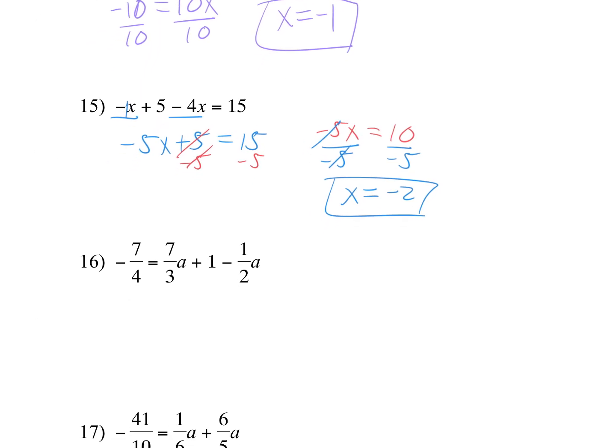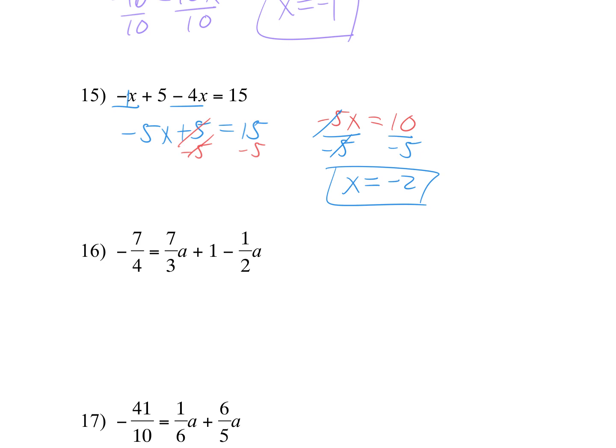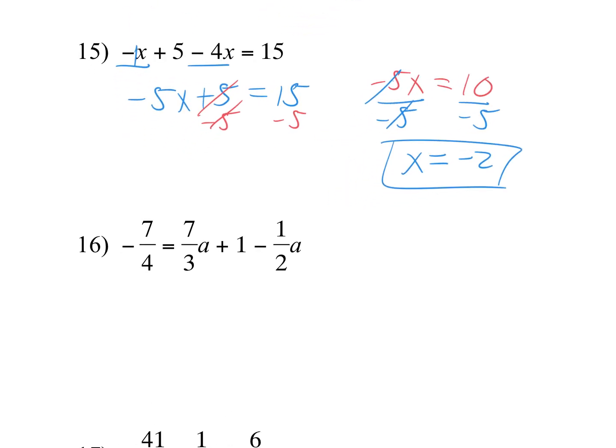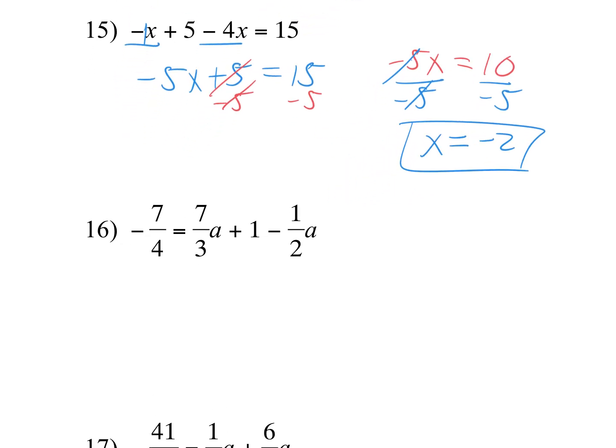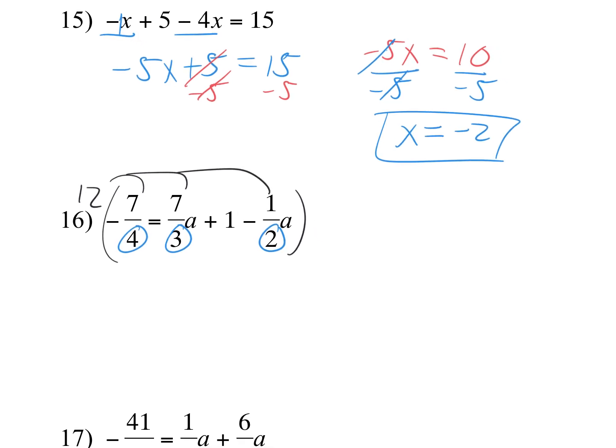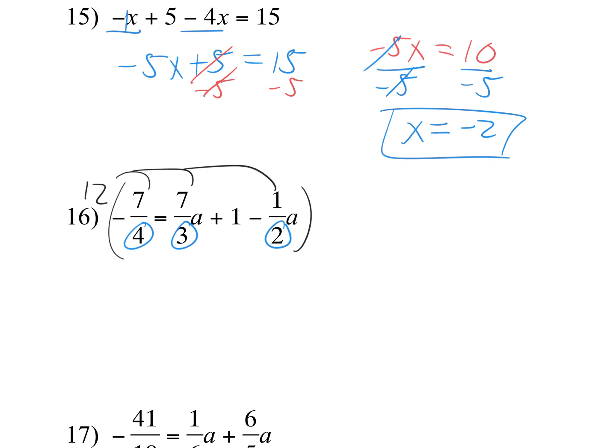Then we get into some problems with fractions. These are some of the easier fraction problems, where you just have whole numbers in the denominator. With these, you want to find a least common multiple between 4, 3, and 2. Think about that for a minute. Between 4, 3, and 2, the least common multiple should be 12. Multiplying this entire equation by the least common multiple is going to cancel out all of our denominators.